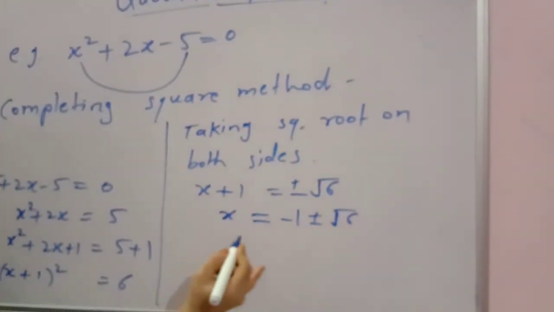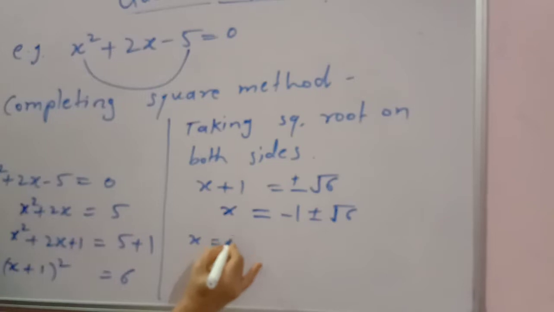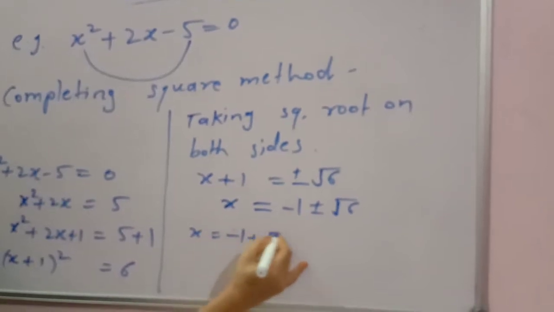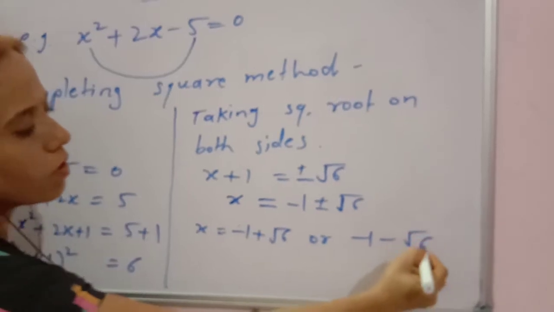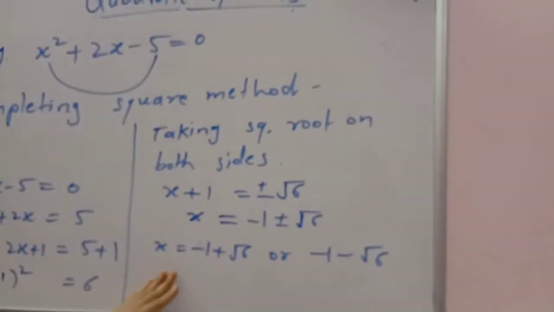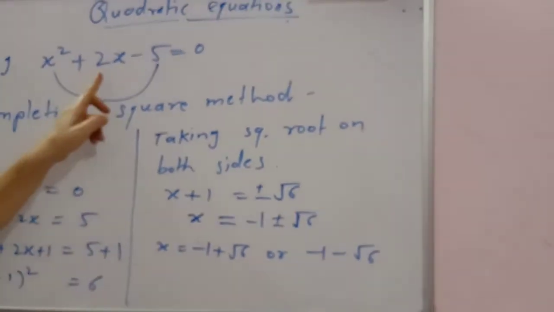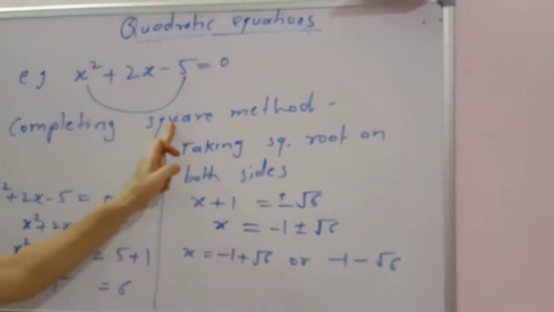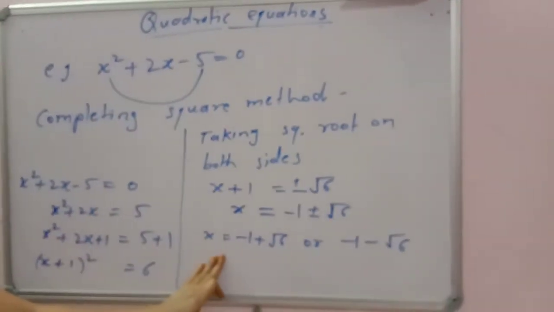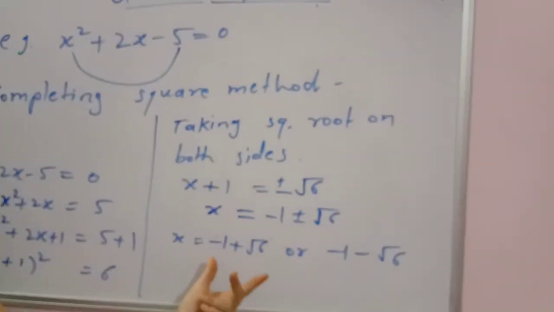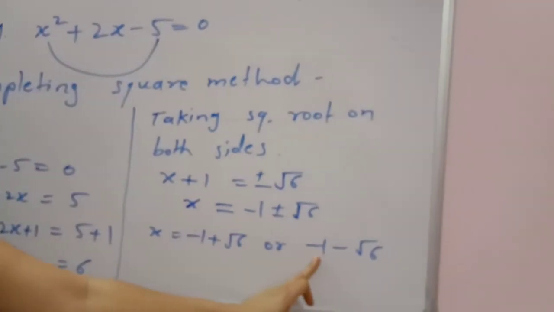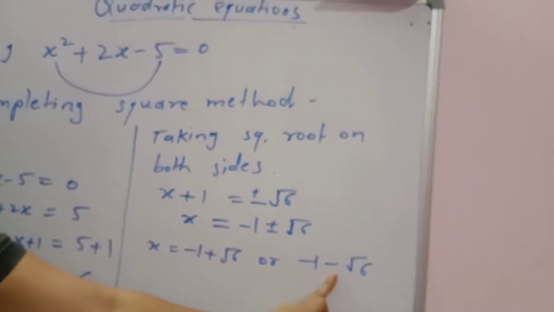So what are our roots here? X equal to minus 1 plus root 6, or minus 1 minus root 6. And in this way we can find out the roots of the given quadratic equation by completing square method. In this example they are negative 1 plus root 6, or negative 1 minus root 6.